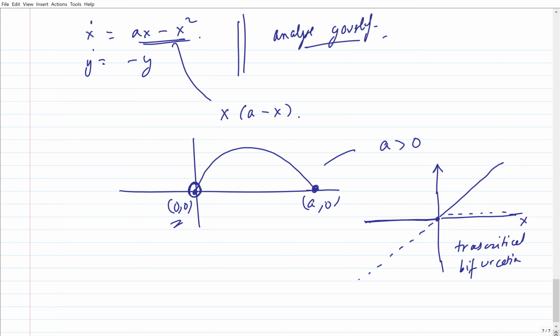This was x, and that's essentially what's happening. And the y direction is always, this was just my plotting x dot and x, but essentially you get the idea. In the y direction nothing interesting is happening, it's always a contracting or attracting direction. So that's the idea of what's happening in a transcritical bifurcation.